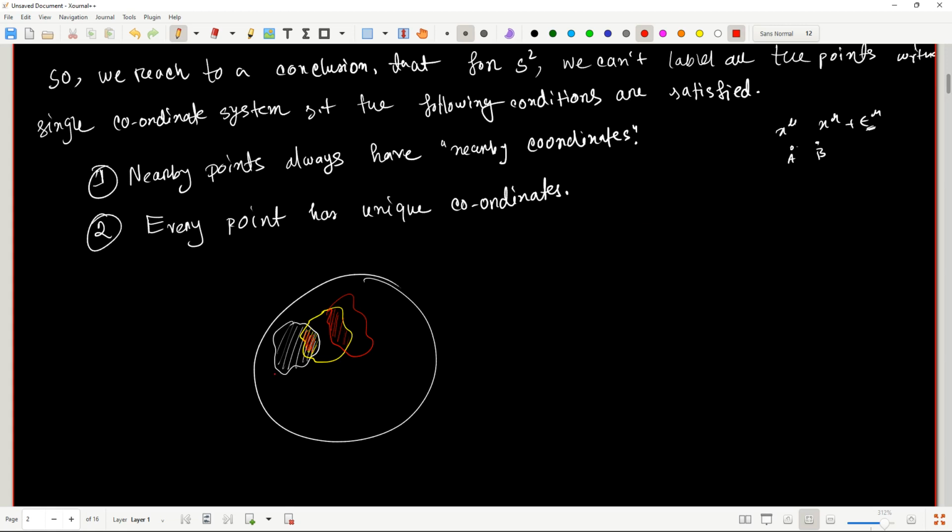And we do it in such a way that we will always have these overlapping regions, and all the points on the sphere will be contained inside these overlapping regions. If we can do that, then we will satisfy these two conditions that we failed to satisfy initially.